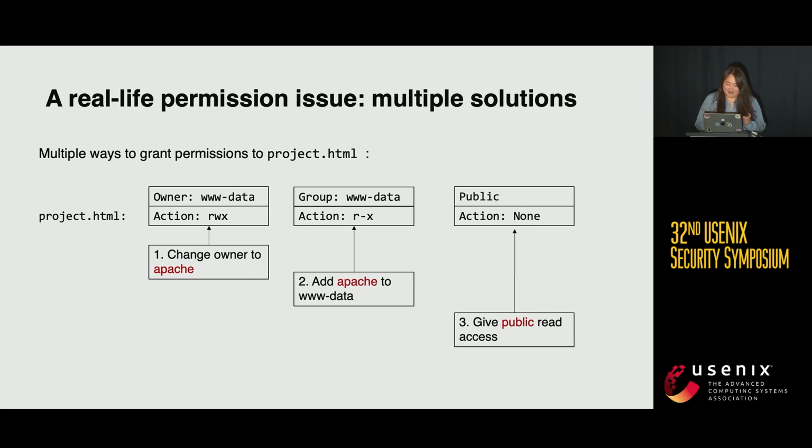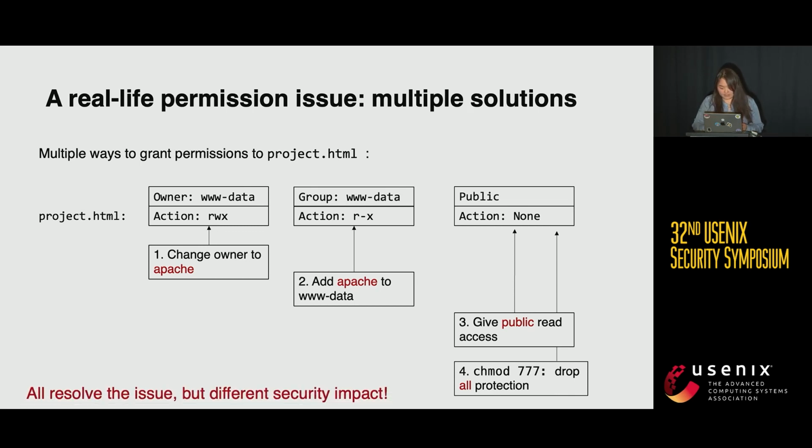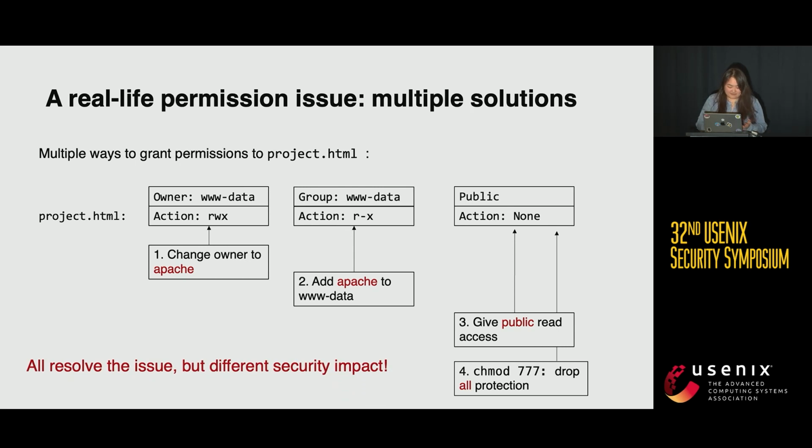But all those solutions require a very fine-grained understanding of the problems. Most of the time, we're just encouraged to chmod 777 the issues and drop all the protections. Each of them can allow the access, but they have different security impacts. And then the security impacts might not be found until a vulnerability happens later.